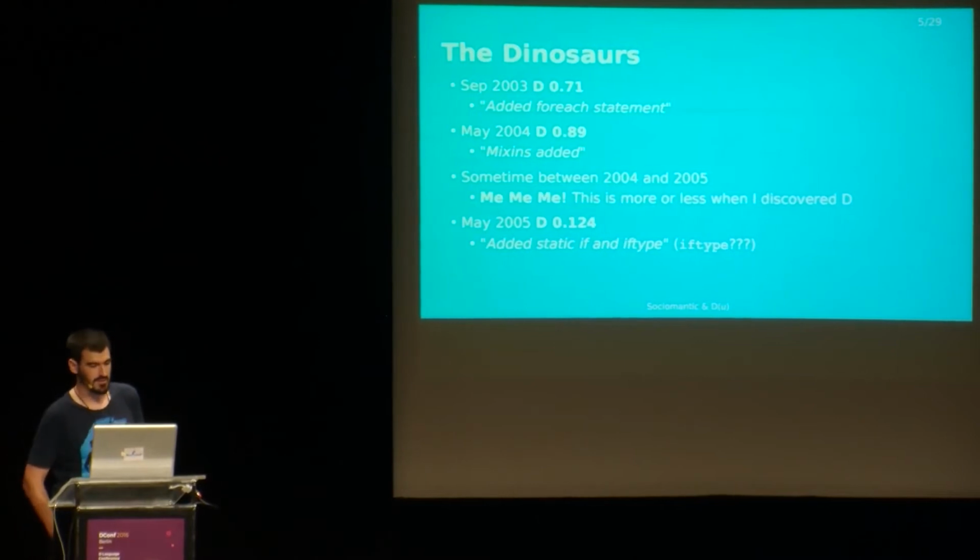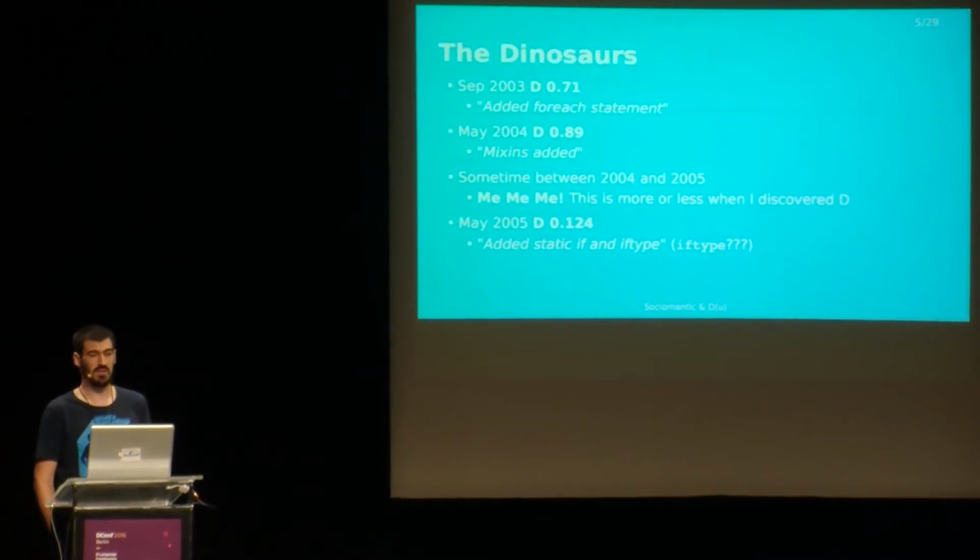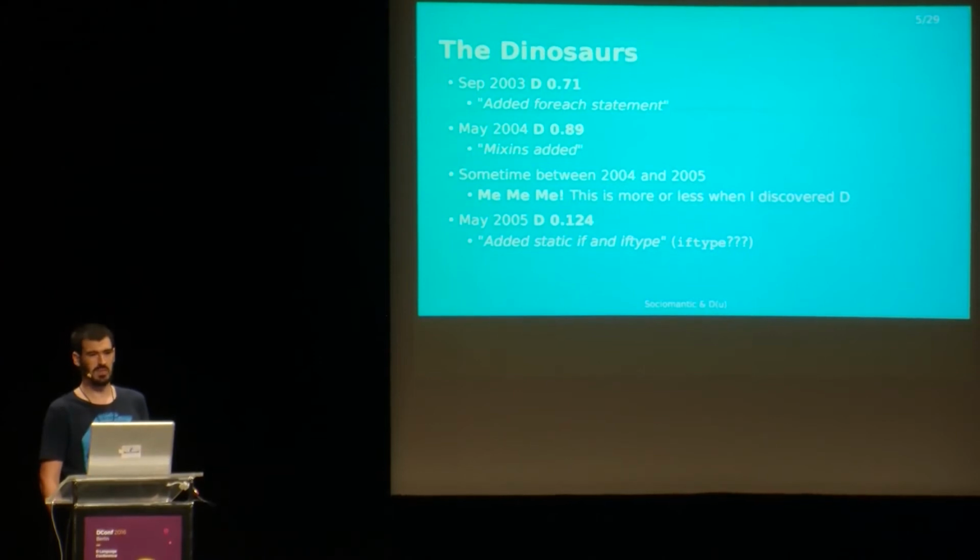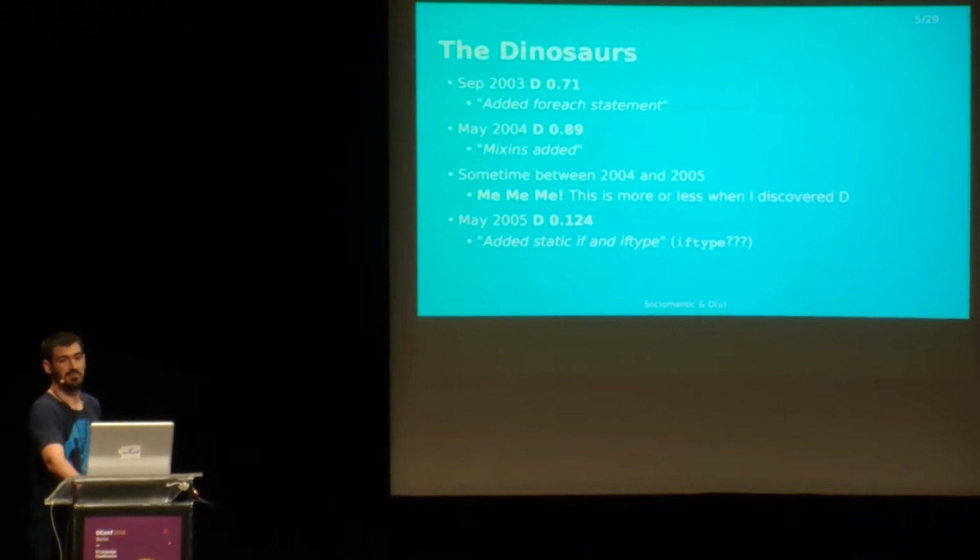Then came the dinosaurs. So in September 2003, we have the foreach statement also. Can you imagine now a D without foreach? I guess not. In May, we have mixins added. And this is where sometime between 2004 and 2005, I started to follow the language. I can't remember exactly when, to be honest. And I was too lazy to go through the forums to try to look for my first messages there. I did it for Andrei Alexandrescu, but afterwards I asked him when he started, and it was a different date, so it was in vain.